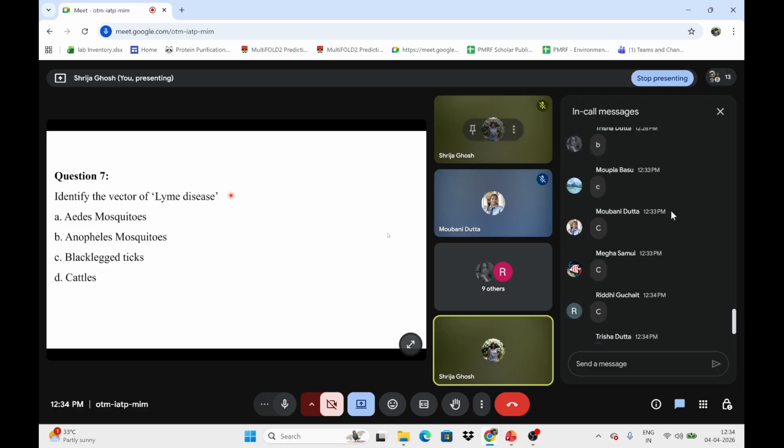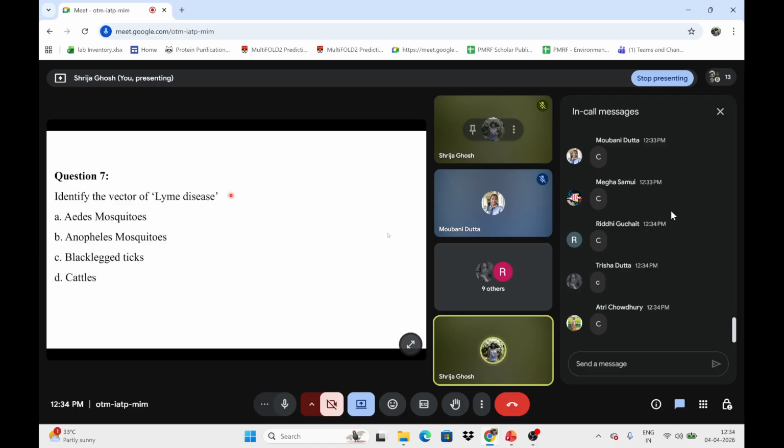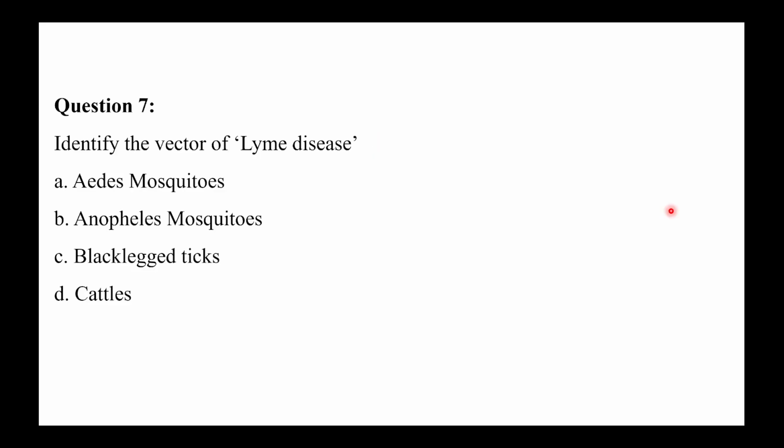Okay. I can see many of you have answered option C, black-legged ticks. That is the correct answer. So, black-legged ticks are the vector of Lyme disease. What do you mean by vector? Vector means the insect or any organism that can carry the disease-causing pathogen from one host to another.